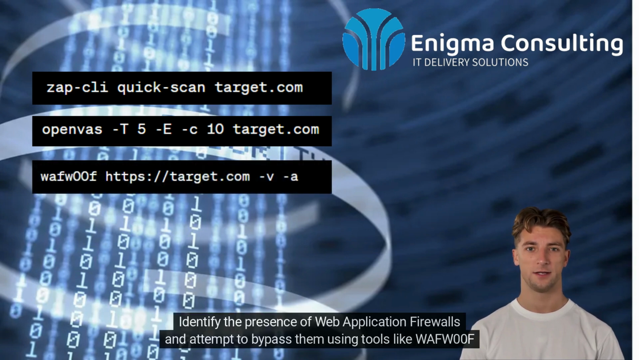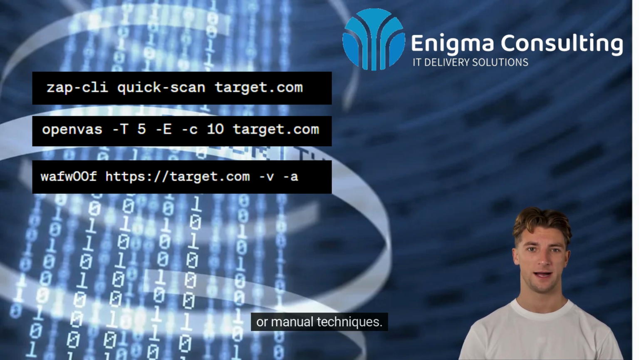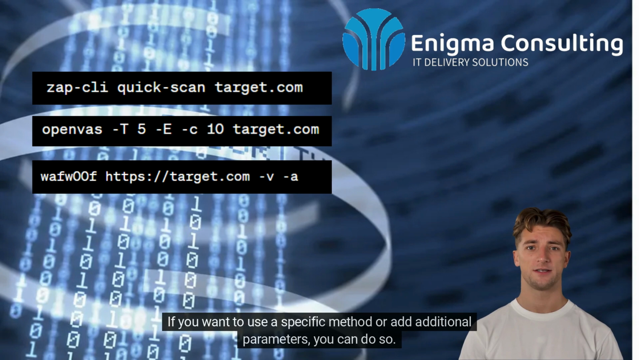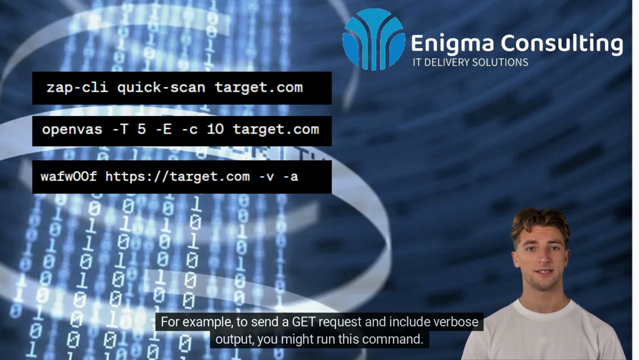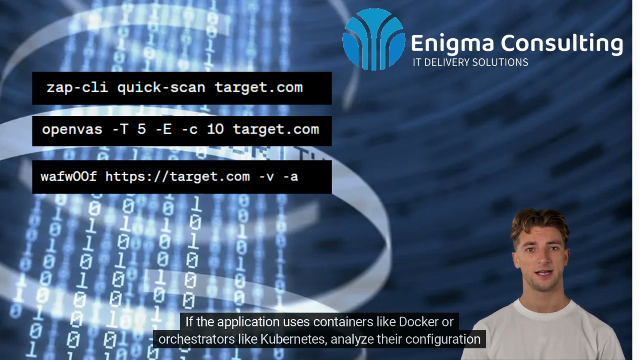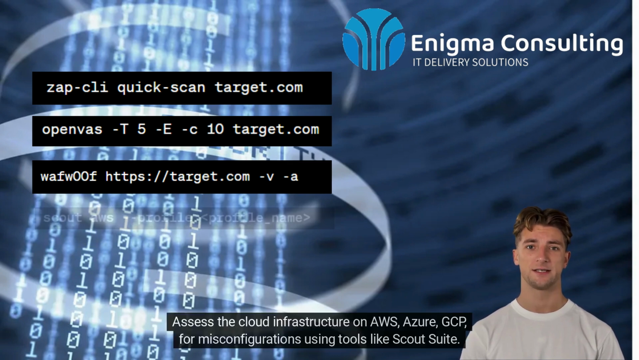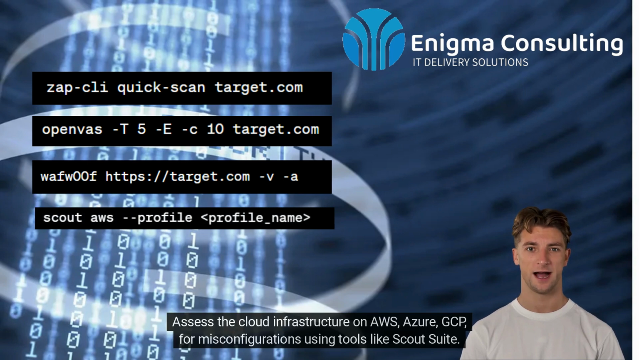Identify the presence of web application firewalls and attempt to bypass them using tools like wafw00f and manual techniques. If you want to use a specific method or add additional parameters, you can do so. For example, to send a GET request and include verbose output, you might run this command. If the application uses containers like Docker or orchestrators like Kubernetes, analyze their configuration and permissions. Assess the cloud infrastructure on AWS, Azure, GCP for misconfigurations using tools like Scout Suite.